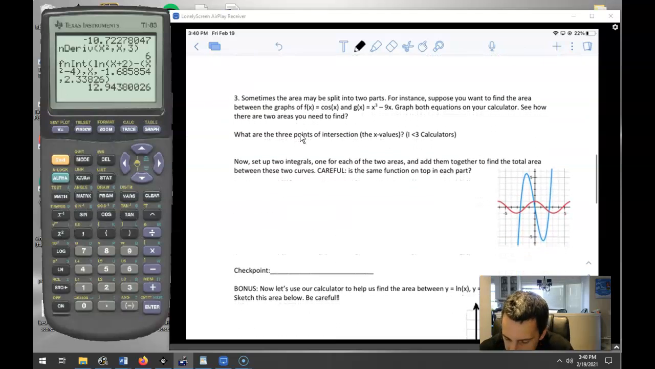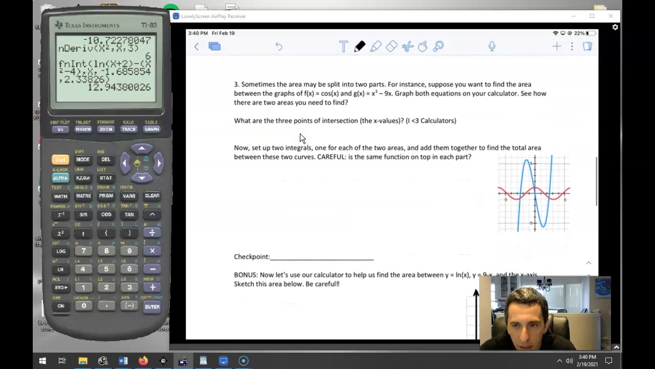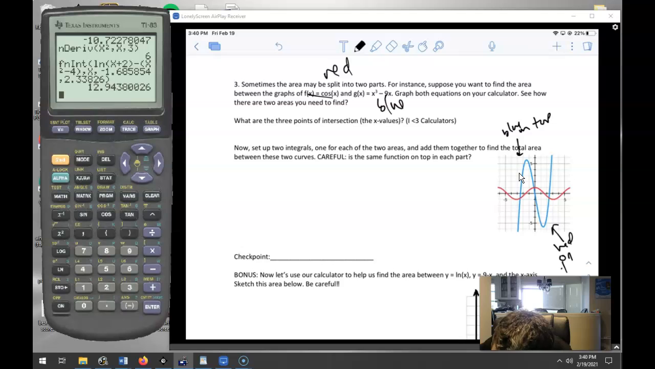All right, so let's go on and look at 1 or 2 other examples. In this next case, I give you 2 graphs: cosine x, which you can see here in red, and the x cubed graph in blue. When you graph both of these on your calculators, you're going to recognize that there are actually 2 areas. In the left area, we have the blue on top, but in the right area down here, we have the red on top. So if I'm trying to find the total area enclosed by these 2 curves, we need to include both of those 2 areas.